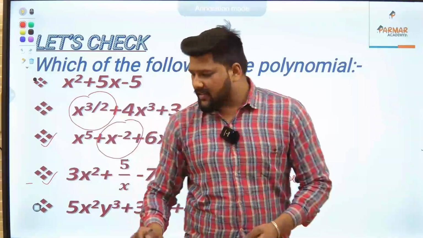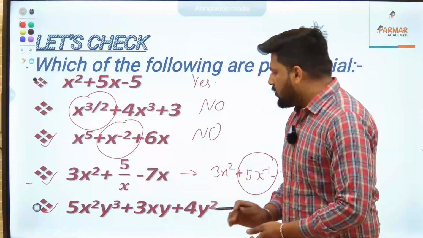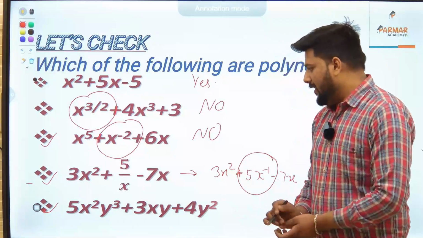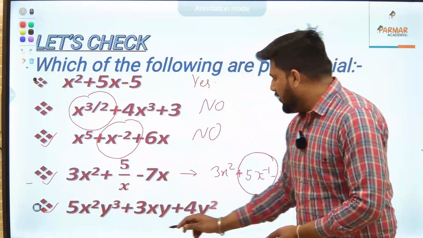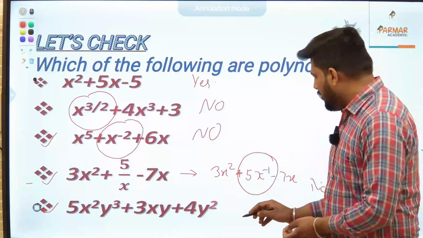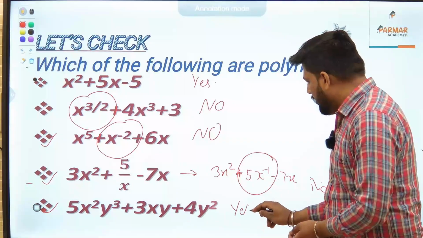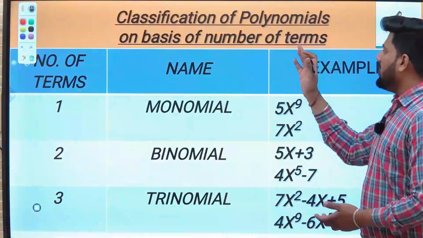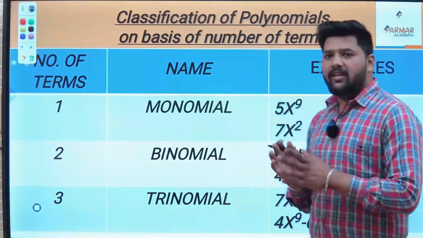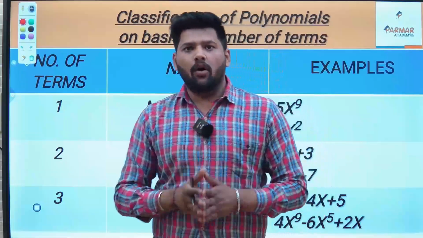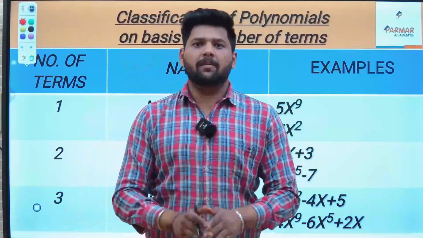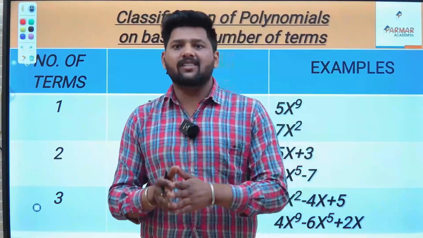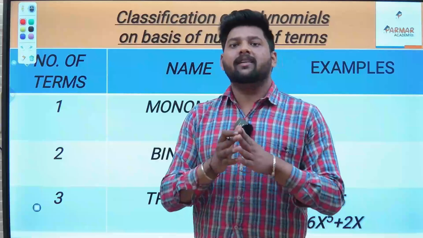For the last example, 5x square y cube plus 3xy plus 4y square. Here all the exponents are non-negative integers, so yes, it is again a polynomial. Now we will classify the polynomials on the basis of number of terms. In this slide, we will classify polynomials on the basis of their number of terms: polynomials which have one term, polynomials which have two terms, or polynomials which have three terms.